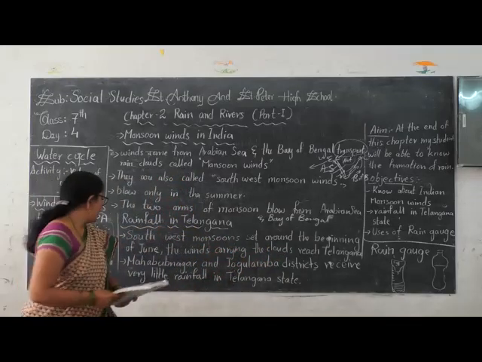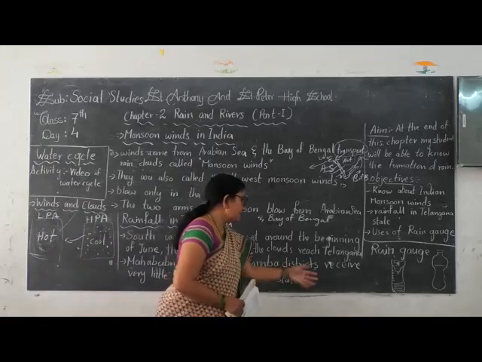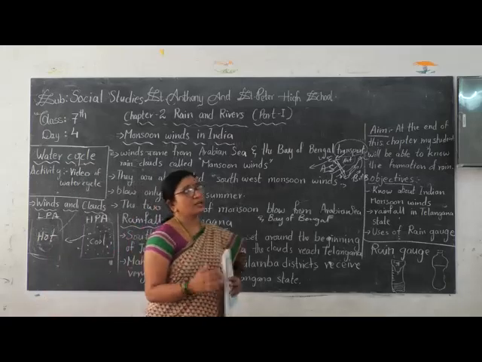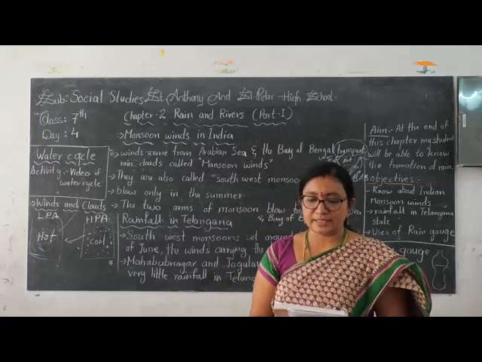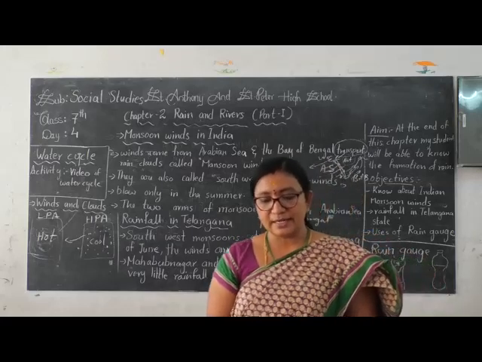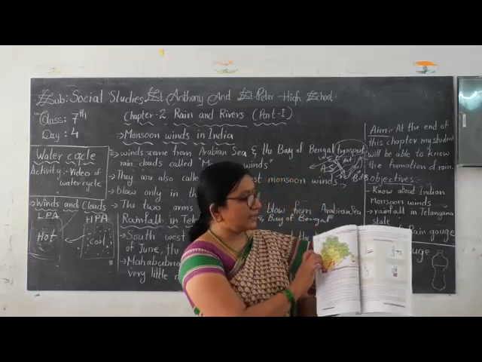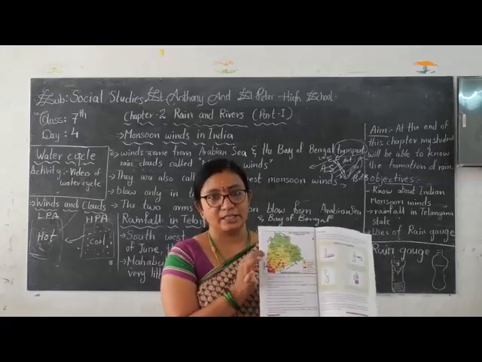Here you can see Mahabubnagar and Jogulamba districts receive very little rain in Telangana state. Why does it happen? Let us observe the reason. The mountain ranges like the Western Ghats, which you can observe here, are responsible for this condition.